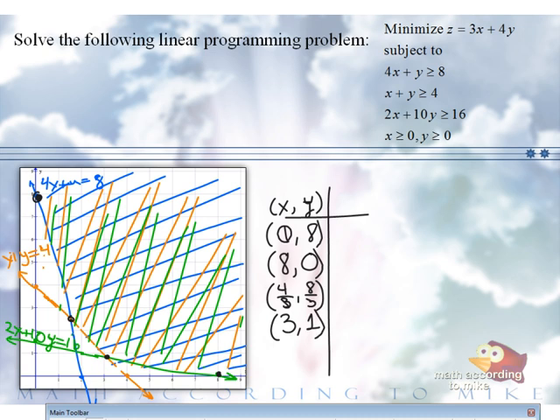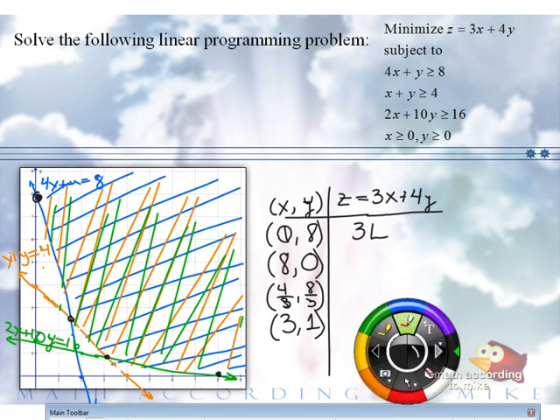So step 1 in the corner point method, find your corner points. Step 2 and 3 go hand in hand. You're going to make a chart, which I think is the easiest. And you're going to put your corner points into your objective function. If we plug in 0 for x, 8 for y for the first one, what do we get? 32.